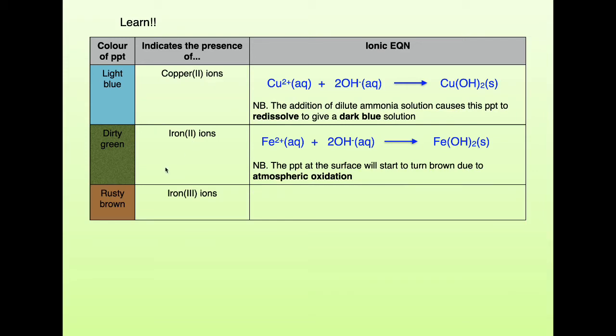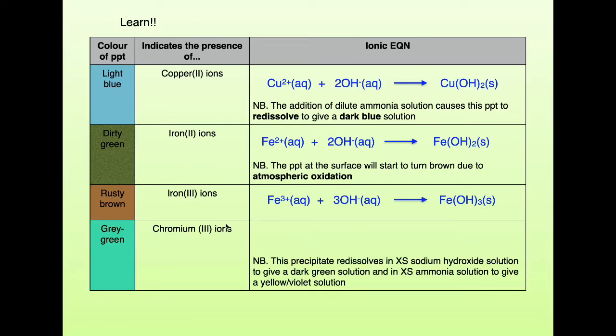Speaking of, if you get a rusty brown precipitate, then you had iron 3 ions present. That's the ionic equation. This is my iron 3 hydroxide, which is a rusty brown precipitate. So in the previous one, when you get iron 2 hydroxide, the surface and the inside walls of the test tube are exposed to oxygen, and the oxygen causes oxidation to iron 3 hydroxide.